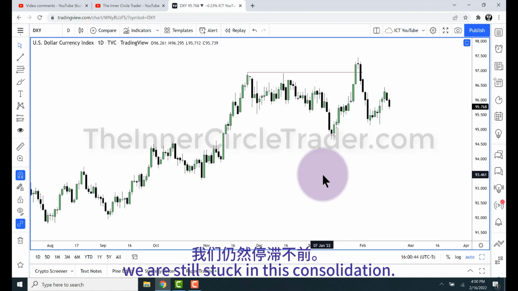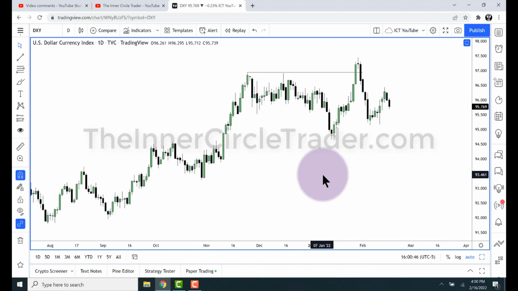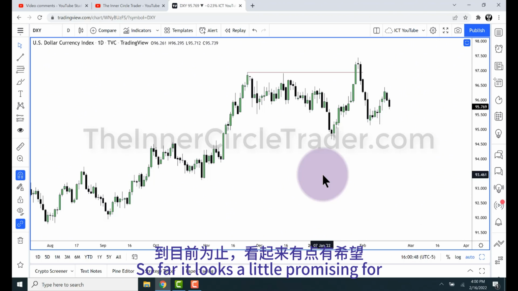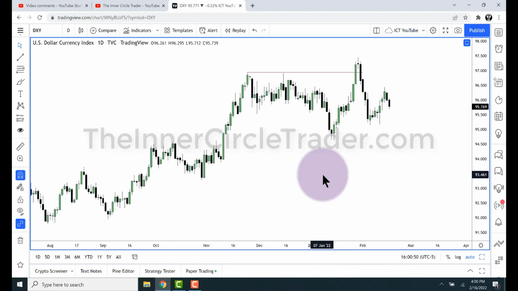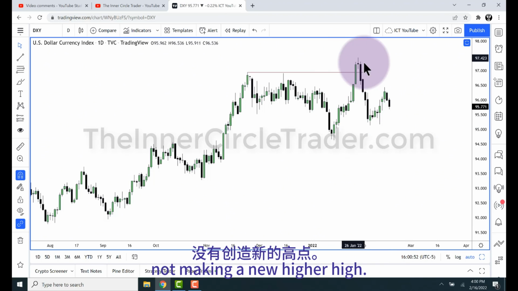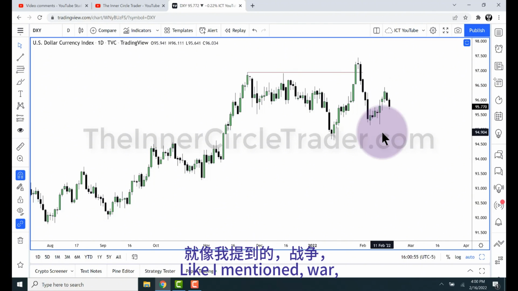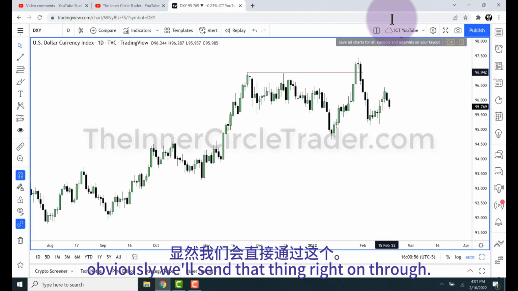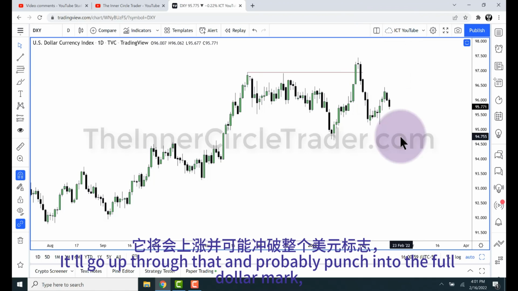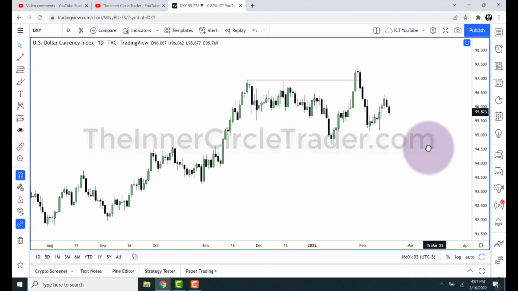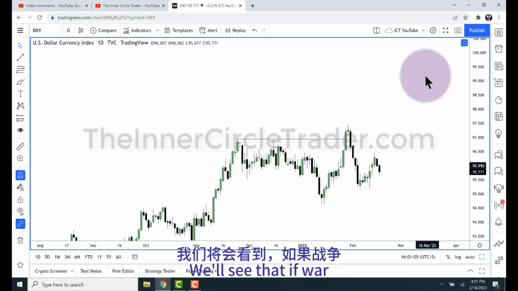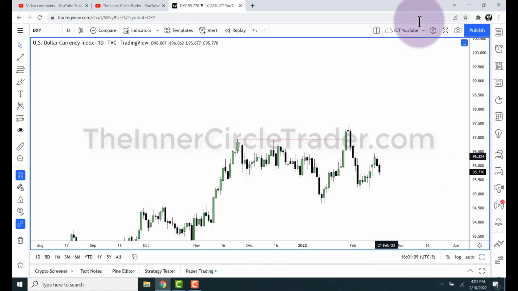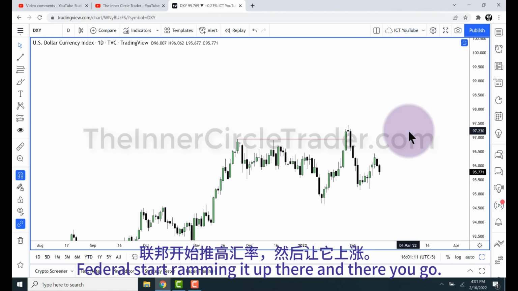All right, so we are still stuck in this consolidation. So far, it looks a little promising for not making a new higher high. Like I mentioned, war obviously will send that thing right on through. It'll go up through that and probably punch into the full dollar mark, 100. We'll see that if war breaks out in Ukraine, dollar's going to go up there. The Fed will start ramming it up there, and there you go.